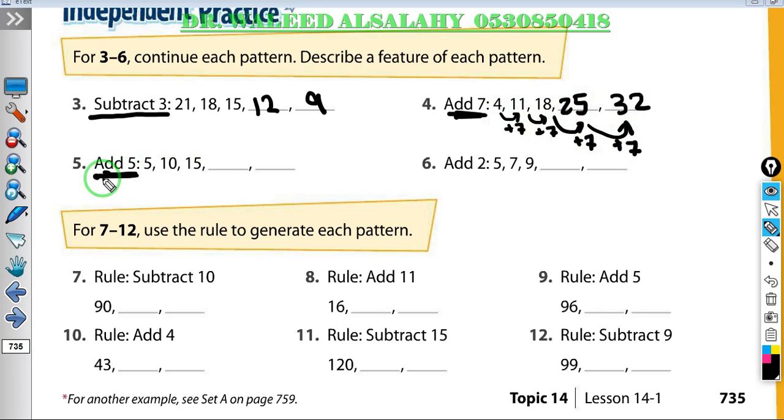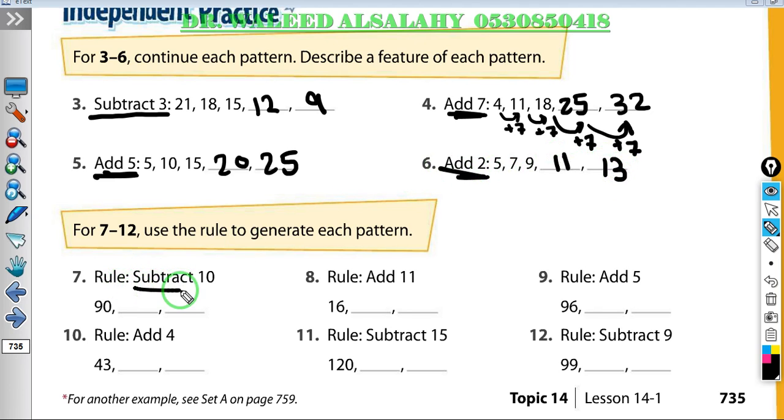Here he said add 5. It's so easy to add 5 because this is like the timetable of 5. 5, 10, 15, add 5, 20, add 5, 25. So easy, teacher, to complete. He said here add 2, 5, add 2, 7. Add 2, 9. Add 2, 11. Add 2, 13. So easy.